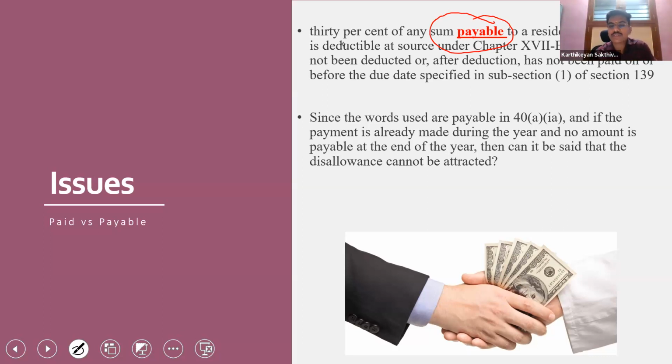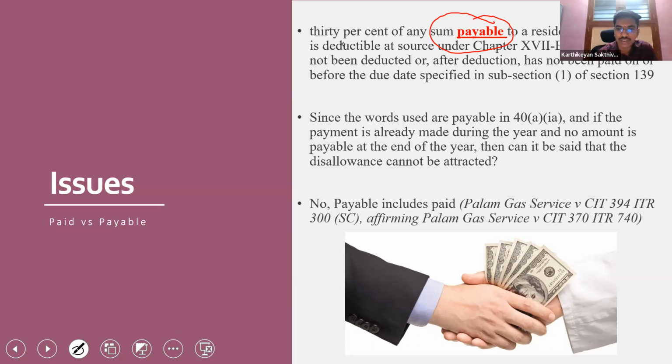Since the word payable is used in 40A, if payment is already made during the year and as at the end of the year there is no payment which is outstanding, இப்போ அந்த கேஸ்ல 40A disallowance கொண்டு வர முடியுமா அப்படின்றது தான் பாயிண்ட். So specifically, Supreme Court in the case of Palam Gas Services said no boss, no doing.